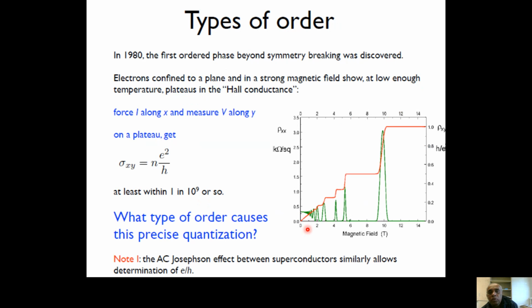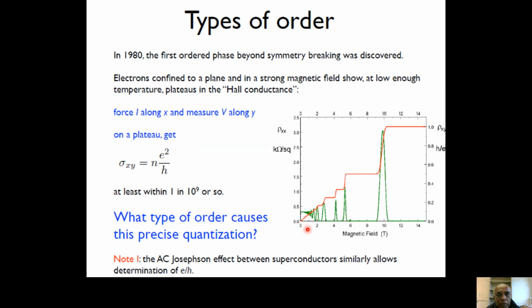So now if you look at these types of order, in 1980 people actually found there can be some ordered phases beyond symmetry breaking. So you don't have to have symmetry breaking to have a new ordered phase. Actually, the very first observation of an ordered phase other than symmetry breaking, not resulting from symmetry breaking, is the discovery of the quantum Hall effect.